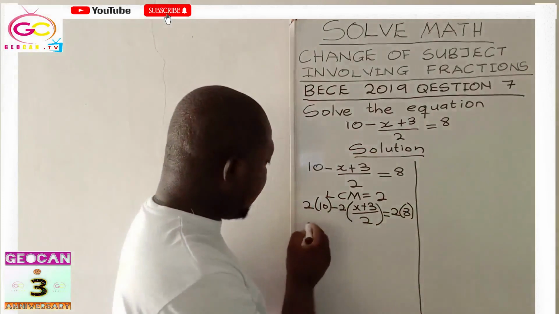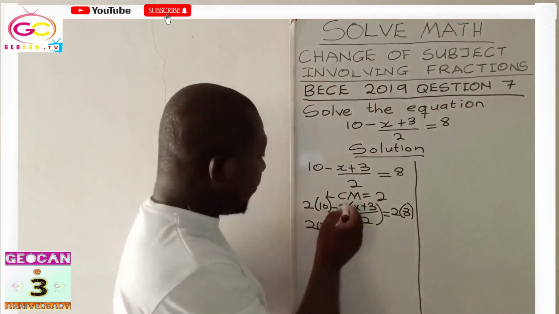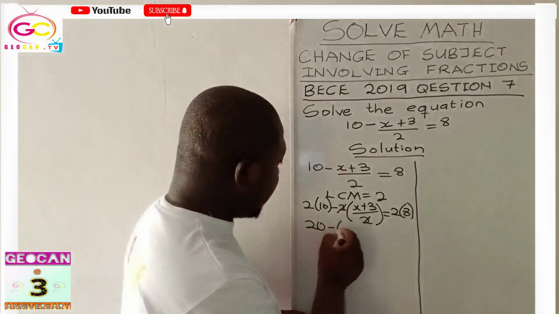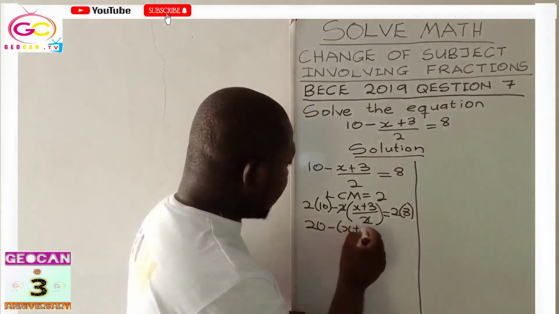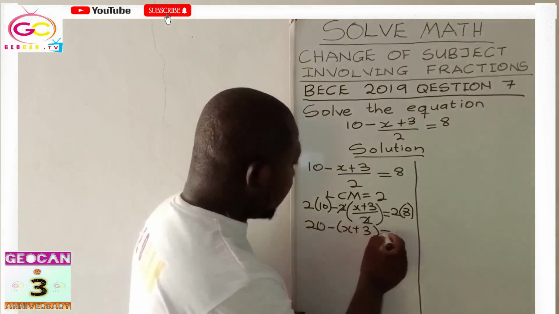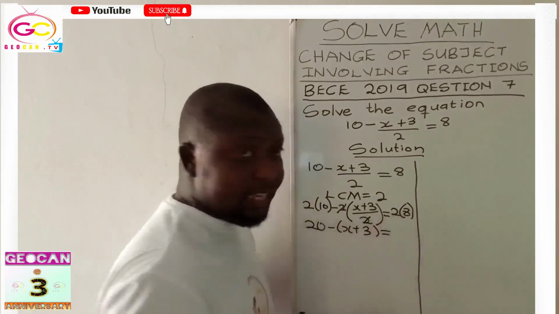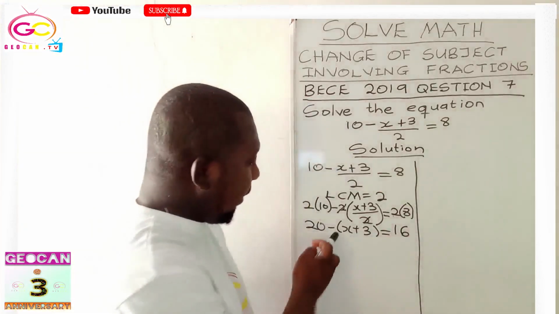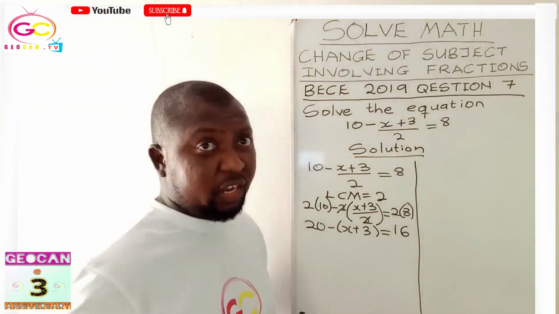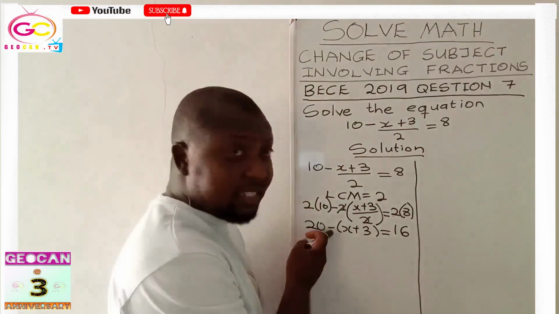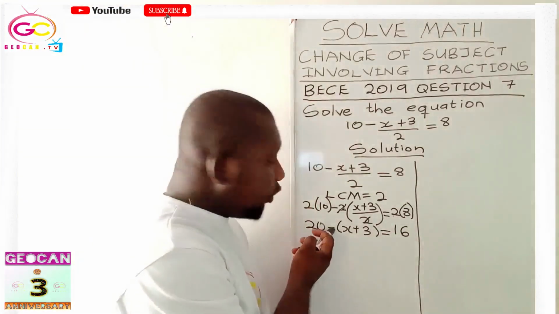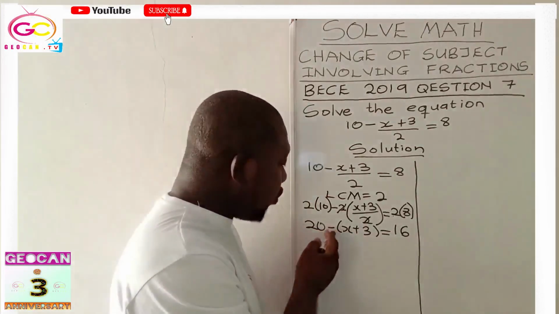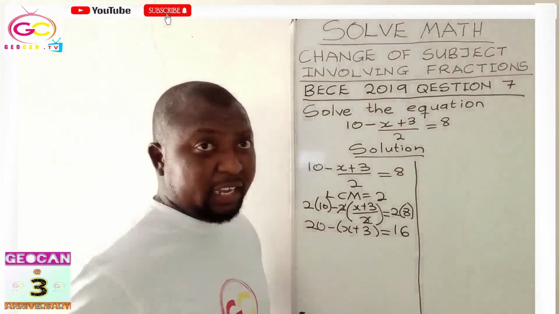Now, 2 times 10 will give us what? 20. Now, 2 here will cancel 2 there, right? Good. So we have minus into bracket x plus 3, bracket close, is equal to 2 times 8 is what? 2 times 8 is 16. As you can see, my bracket is there. It's so essential. Do you know why? Because there is a negative here, which will affect everything in the bracket. So if you don't bring the bracket, it may affect you.